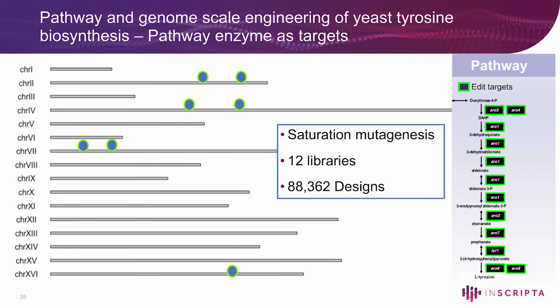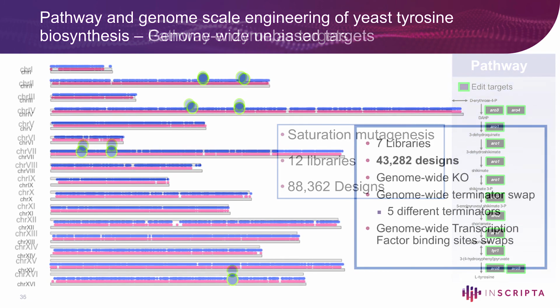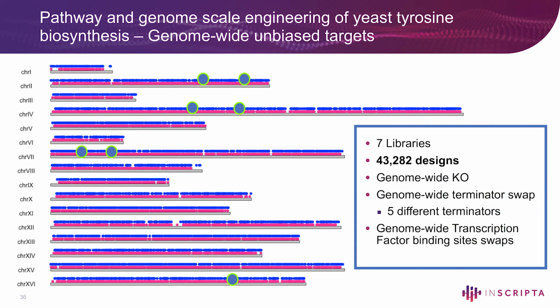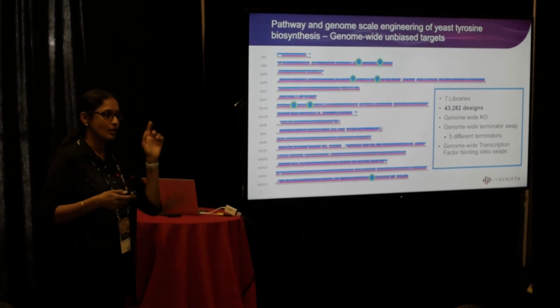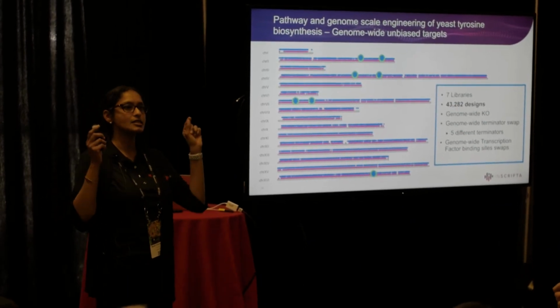We picked targets from the tyrosine biosynthesis pathway that's mapped in these circles here. These are the different enzymes we picked. We did saturation mutagenesis, 12 libraries, 88,000 designs. Okay, this is for the specific targets. Then what happens when you go in an unbiased format? We fill the genome with edits of different types, terminator swap, transcription factor binding sites, knockouts, 43,000 designs, and 7 libraries.